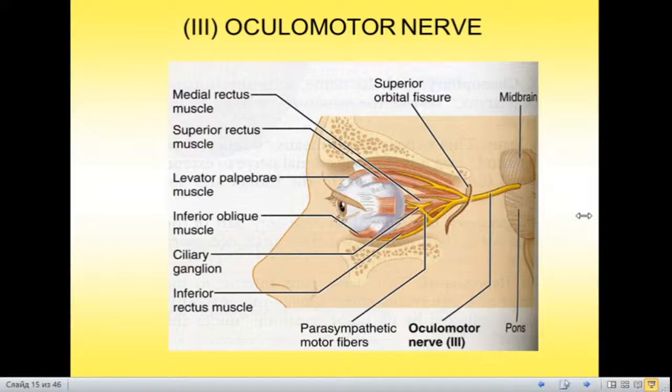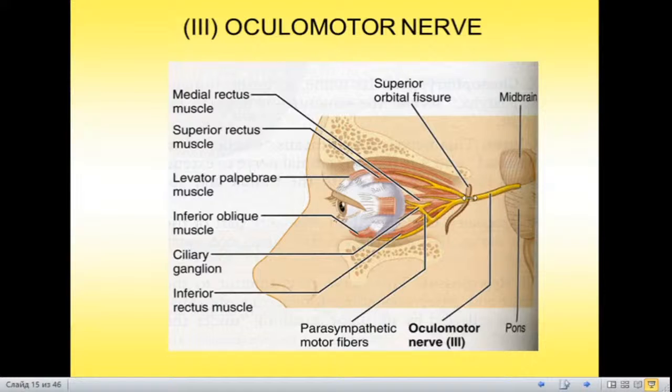Then, the oculomotor nerve exits the brainstem on the medial side of the cerebral peduncle. After that, it travels through the sinus cavernosus together with many nerves and the internal carotid artery.